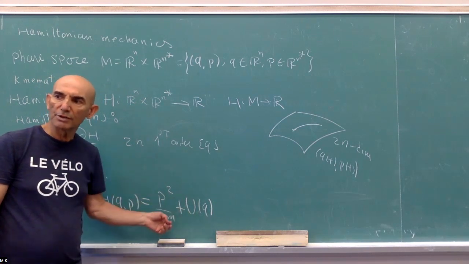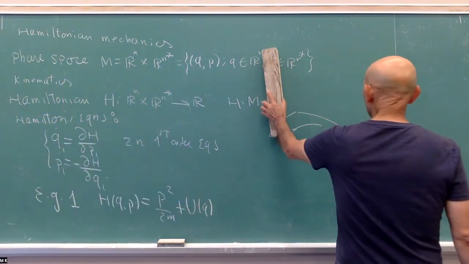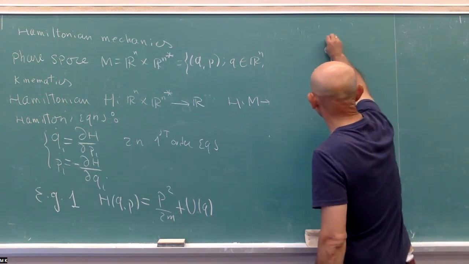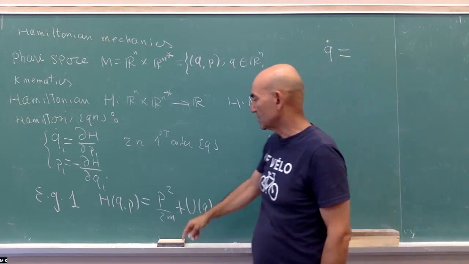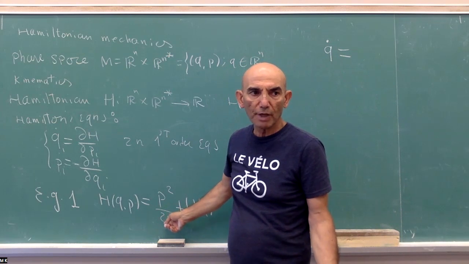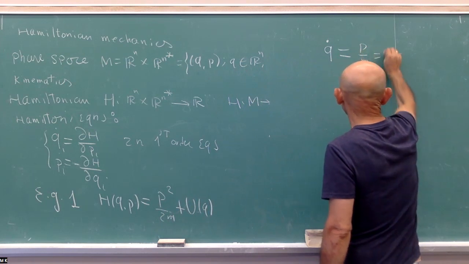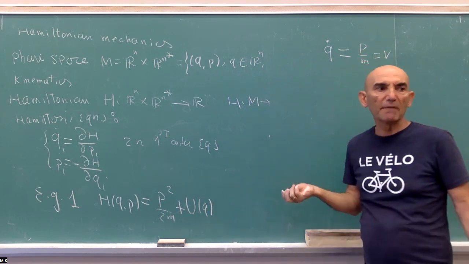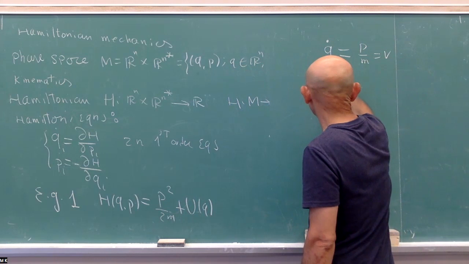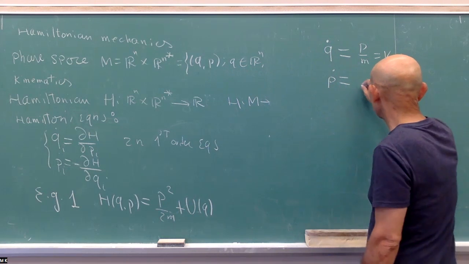So let's look at what the equations of motion are in this case. They are very simple, because Q dot is equal to dH/dP, which with respect to P gives P over M. That's really like velocity, because P is mv in this case. And P dot is equal to minus dH/dQ, which is minus dU/dQ.